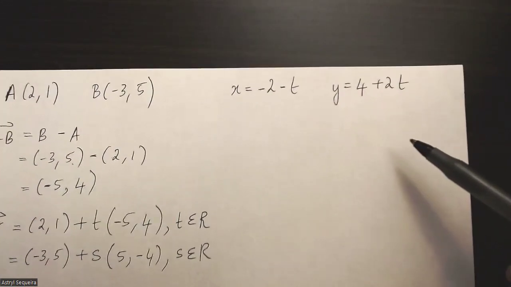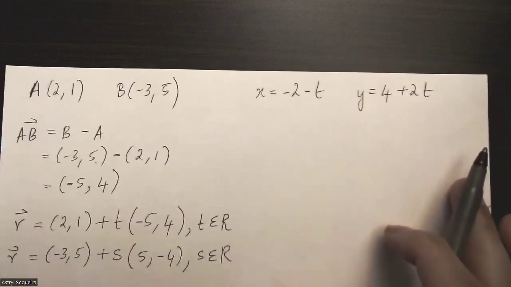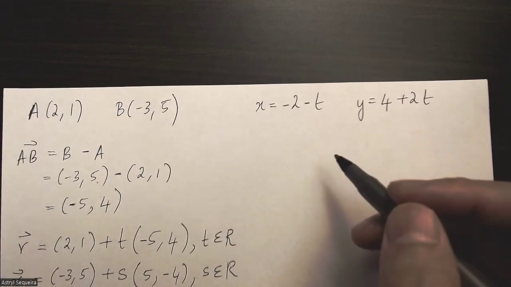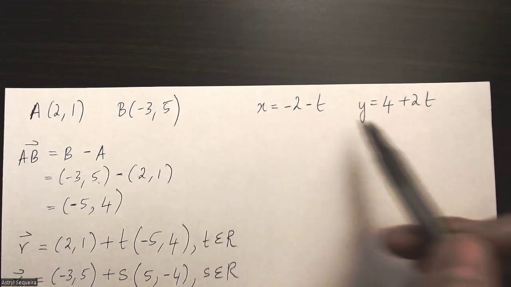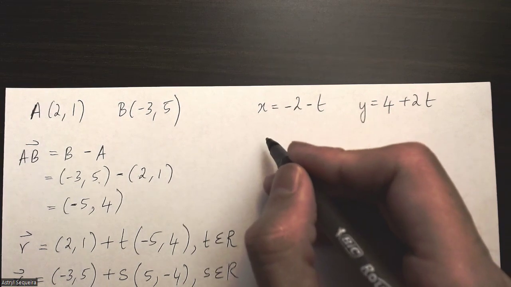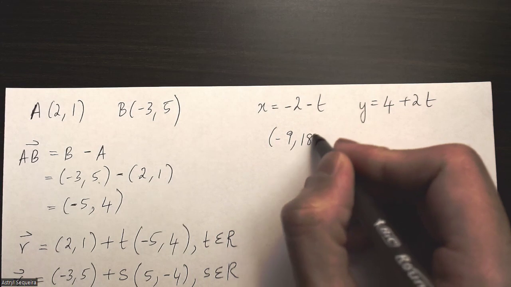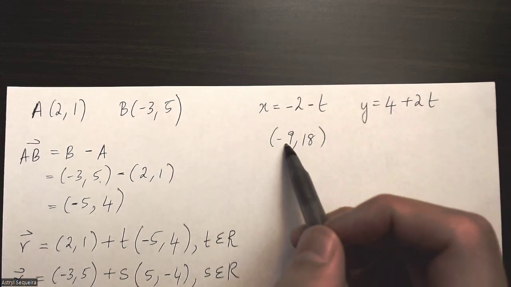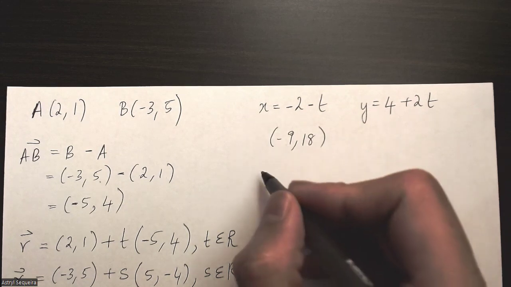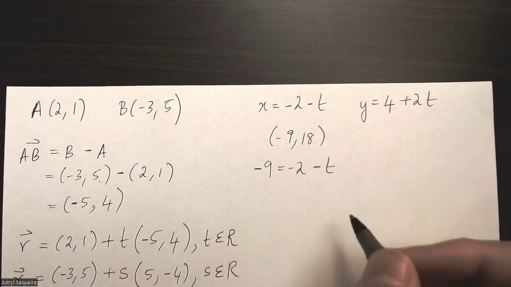Let's take a look at the second question over here. This is given to us in parametric form. So if you want, you can convert this to a vector equation straight away. But in this question, it asks us to first prove that the point (-9, 18) is on the line. So to prove that a point is on the line, we sub in the x value for the x component, and we solve for t.